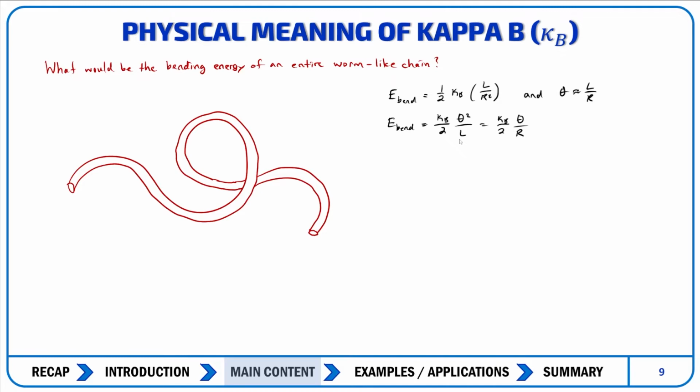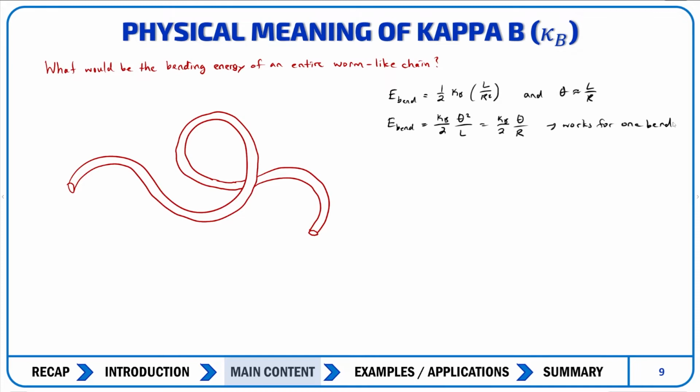Now, this particular bending energy only works for one particular R value and one particular length value. And when you're looking at an entire worm-like chain model like this red squiggly line over here, it doesn't work for the whole thing. So that means you have to split up the worm-like chain into different components. So this only works for one bend.